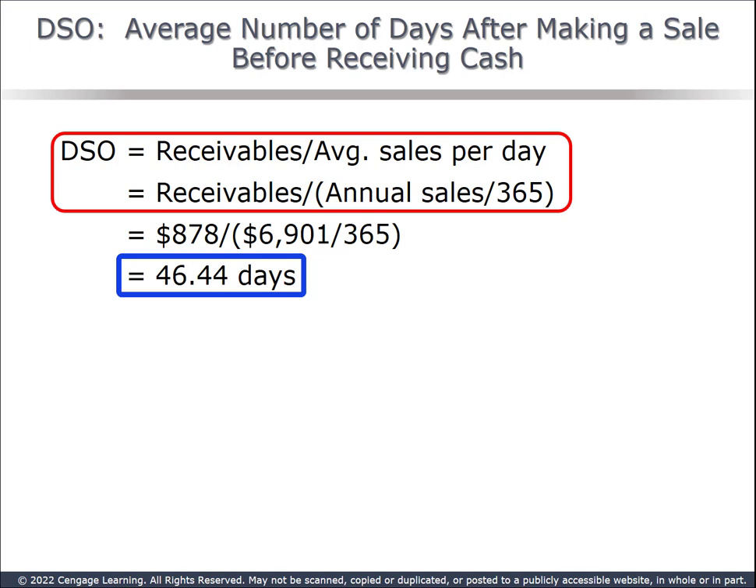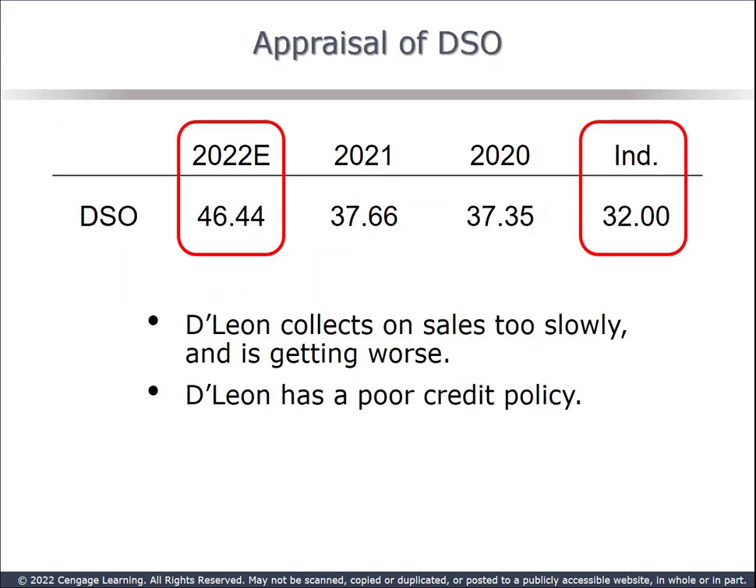DeLeon's DSO of 46.44 days is probably too high, especially if the industry standard is 30-day net. DeLeon is collecting on their sales too slowly, and it's been getting worse. They were already above the industry average. They need to seriously evaluate their credit and collections policies.